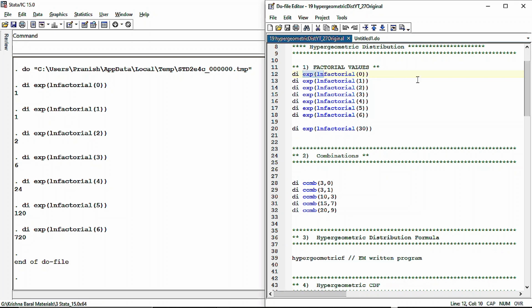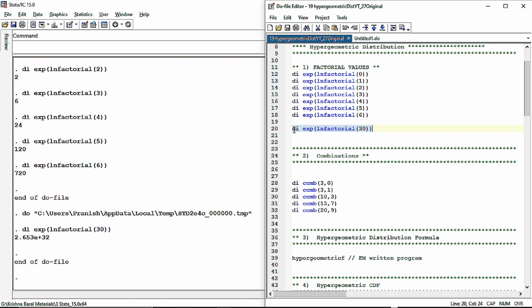Exponential and logarithm are inverse to each other. That is, they cancel out each other's effect, and we are left with the factorial value. The factorial of 0 is 1, factorial of 1 is 1, and so on. Factorial of 5 is 120, factorial of 6 is 720. And the factorial of 30 is this big number.